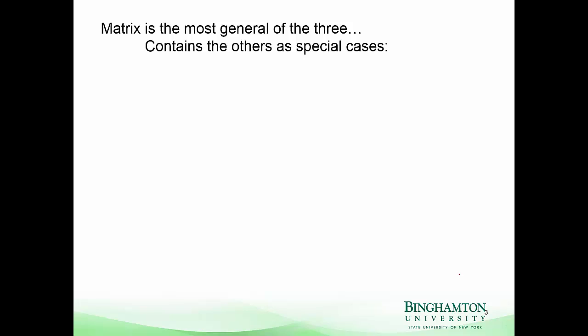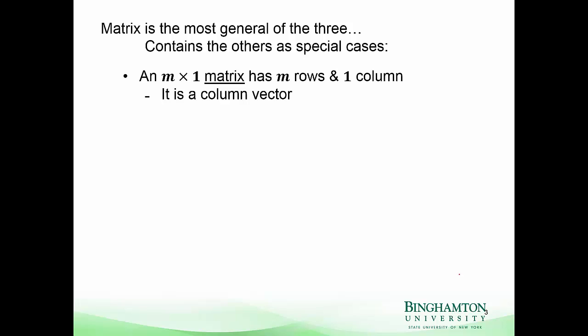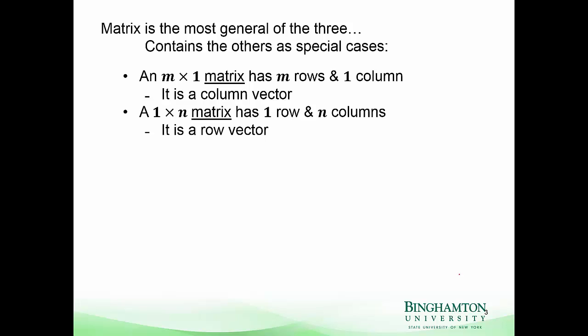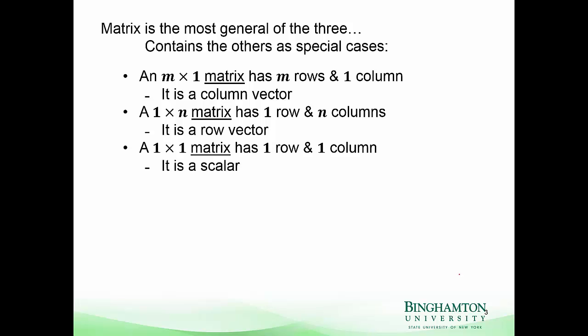So out of the three that we've looked at, the matrix is the most general of the three, but obviously contains the others as a special case. So an m by 1 matrix has m rows and 1 column, so it's a column vector. And a 1 by n matrix has 1 row and n columns, and that makes it a row vector. And we can even have a 1 by 1 matrix, which doesn't look like a matrix at all, but technically it is. It has 1 row and 1 column, so that means it's just a single number. It's a scalar.